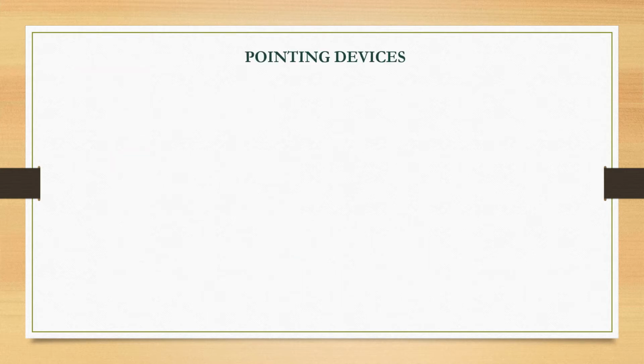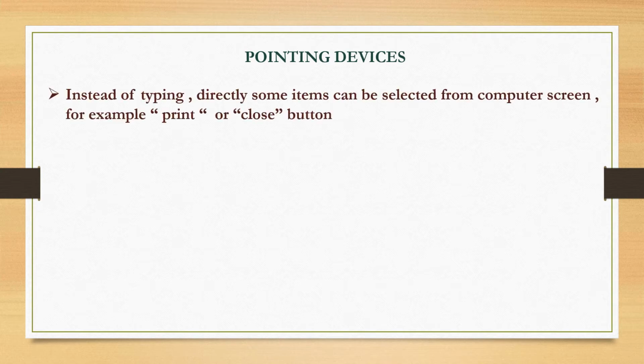What is meant by pointing devices? Pointing devices are such devices attached to the computer which help us to control the movement of the mouse pointer on the screen and help us to select any item on the screen. The mouse is the commonly used pointing device. Instead of typing directly, some item can be selected from the computer screen. For example, we can use print or close button to print a page and close a file. This can be done by using a pointing device such as mouse.